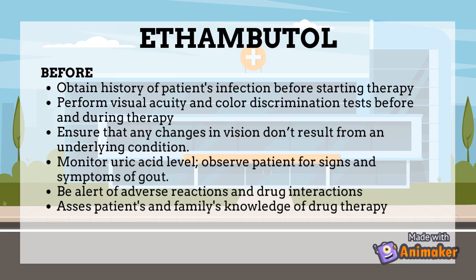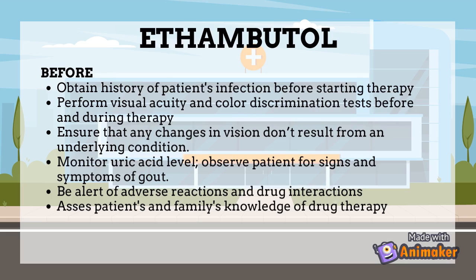Let's go to the fourth drug, ethambutol. So before administration, the nurse must obtain a history of the patient's infection before starting therapy, and perform visual acuity and color discrimination tests before and during therapy. The nurse must monitor the drug's effectiveness by regularly assessing for improvement in the patient's condition and evaluating culture and sensitivity test results. The nurse must monitor uric acid level and observe the patient for symptoms of gout.